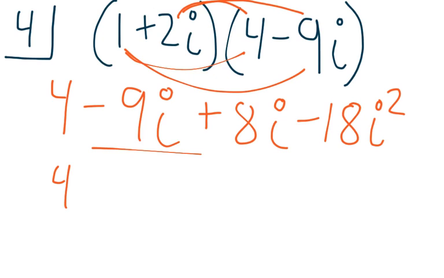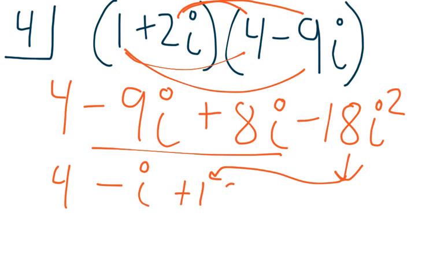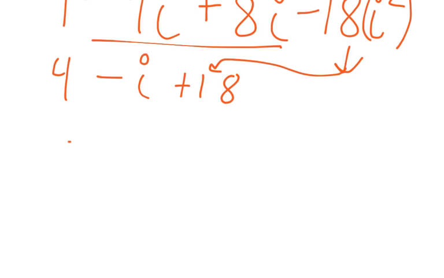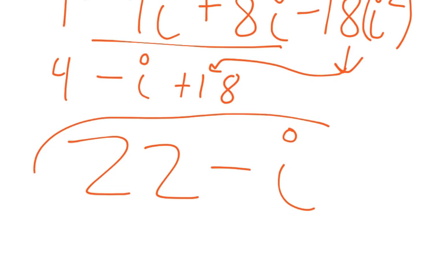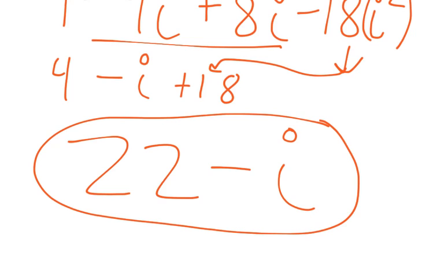So 4, and then minus 1i, because I have minus 9 and plus 8. And this becomes, put over here, a plus 18, because it's negative 18 times negative 1. So I have 22 minus i. You can put a 1 there if you want. It's 22 minus 1i, but that's what it basically is. 22 minus i. There you go. So there's 4 examples of foiling.